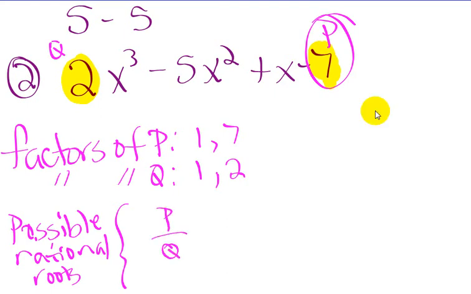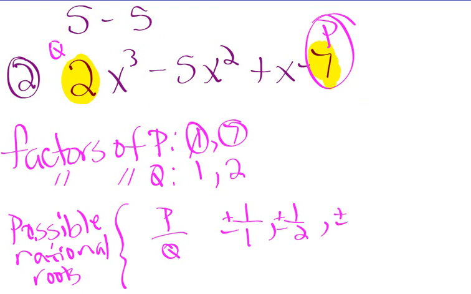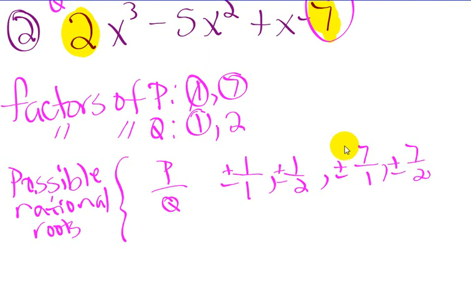All right, so let's start with 1 on our P, and now we're going to put that on top. And now all the possibilities of that with our Q is just 1 and 2. So we've got 1 over 1 and 1 over 2, and all of these are positive, negative. And now we're done with that for P. Now move on to the next P. We've got a 7 on top. So it's going to be a 7 over a 1 and a 7 over a 2. And we're done. These are all of our possible rational roots.